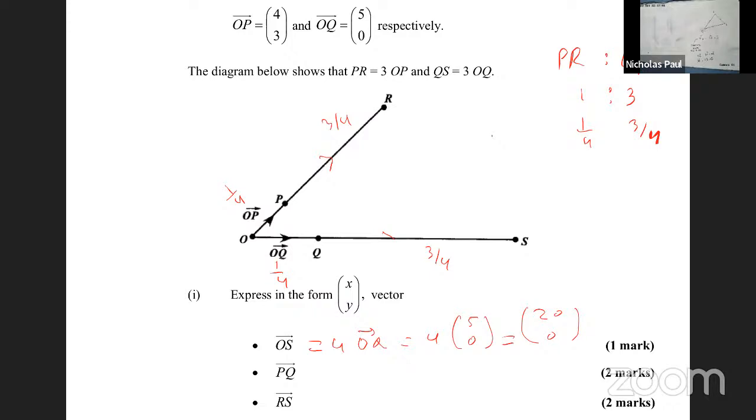June 2017. So OS is equal to 20, 0. Everybody okay with that? So we need to get PQ now. So I am going to draw a line from P to Q. Notice you must have a good diagram when doing vectors, right?